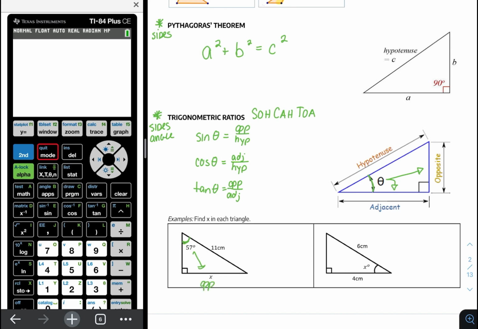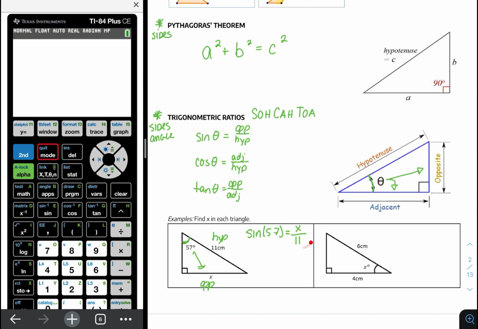So we're looking for the opposite side and we have the hypotenuse. So we're going to be using the trig ratio that deals with opposite and hypotenuse, and that would be sine. So sine of 57 is equal to the opposite x over the hypotenuse 11. Now, once we have an equation created, we can go ahead and solve this in numeric solve, or if you wanted to use some algebra, in this case, we would multiply both sides by 11.